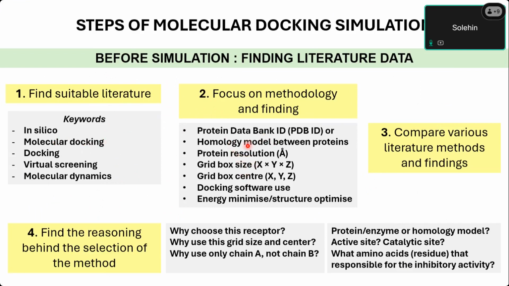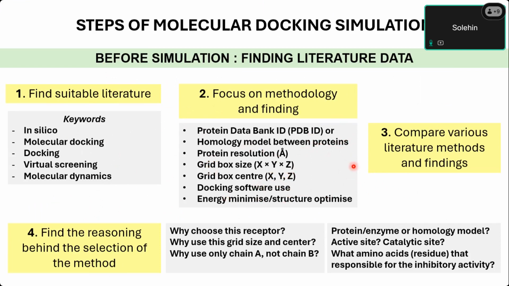Okay, when you observe and read the methodology, just focus on the Protein Data Bank ID or PDB ID. If they use a protein from the PDB, or if they use a homology model, find the homology model between the citations. Maybe it will be put into the citations lastly. And the protein resolution, the grid box size, the grid box center, and what type of docking software they use. And also whether the researcher used energy minimization or structure optimization.